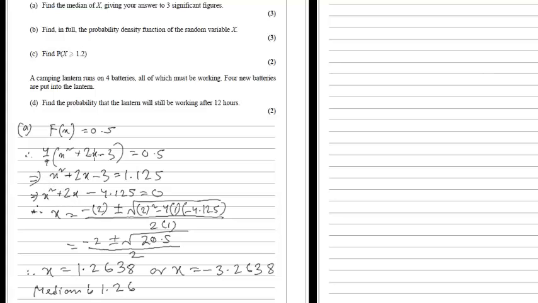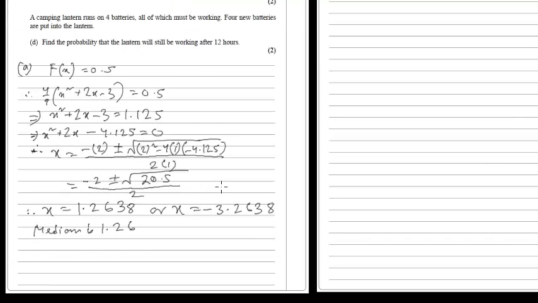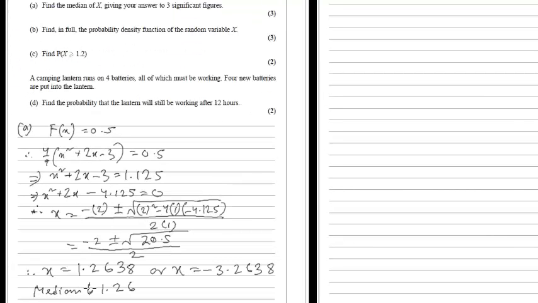So this equals 0.5, and we solve a quadratic equation because it was given that the median has to be to 3 significant figures. So we have two values. How do you choose the median? You can see here that the limit is from 1 to 1.5, so it has to be between 1 and 1.5. That's why this is the median. The next question, find the PDF.